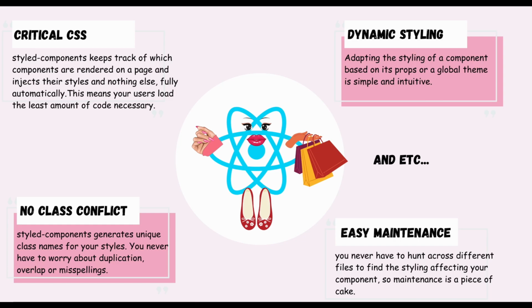The second reason is no class conflict. Sometimes we might assign the same class name to different parts of the application, and this can result in class name clashes and unexpected styling in our application. With styled components, since the styles are directly attached to the component, it makes it a lot easier, since only the styles that you attach to the component affect that component. Styled components create a unique class name for that component, and it makes sure that it doesn't spill to the rest of your components or your application.